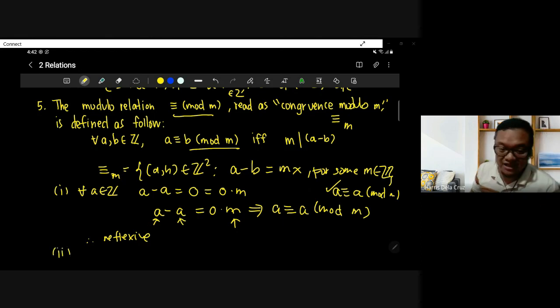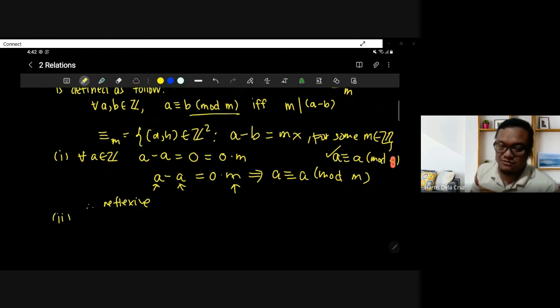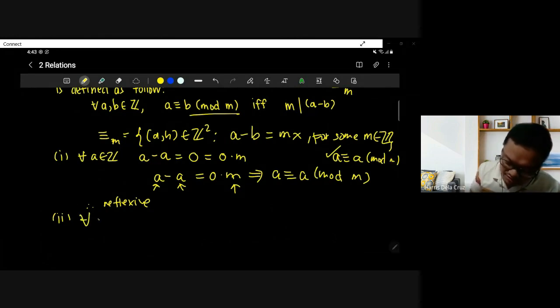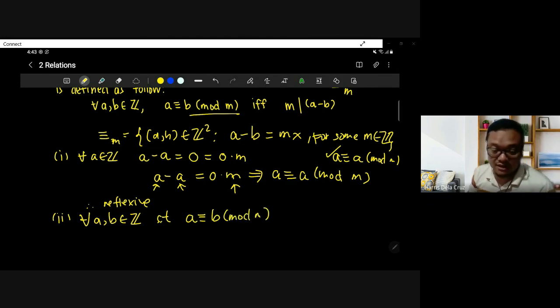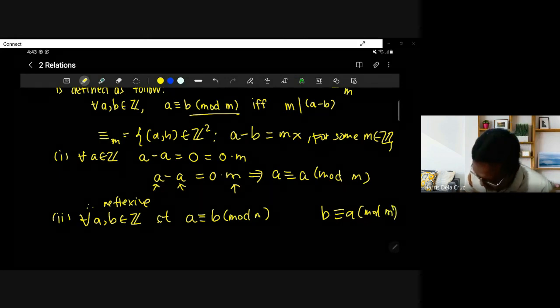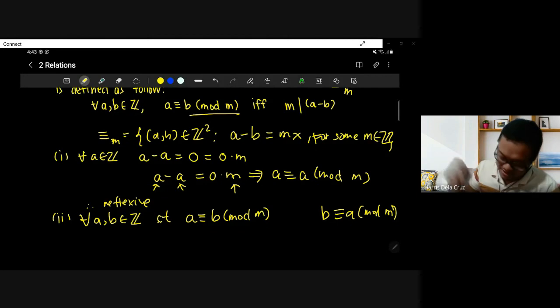This is just a routine exercise to show. Napakadali ipakita. Just use the definition. For every integer A and B such that A is congruent to B mod M. So, paano natin ipapakita na symmetric siya? Ang gusto natin ipakita, sulat ko dito sa gilid ulit, dapat ang B congruent sa A mod M. Yan ang gusto natin ipakita. Okay, so paano natin ipapakita yan?